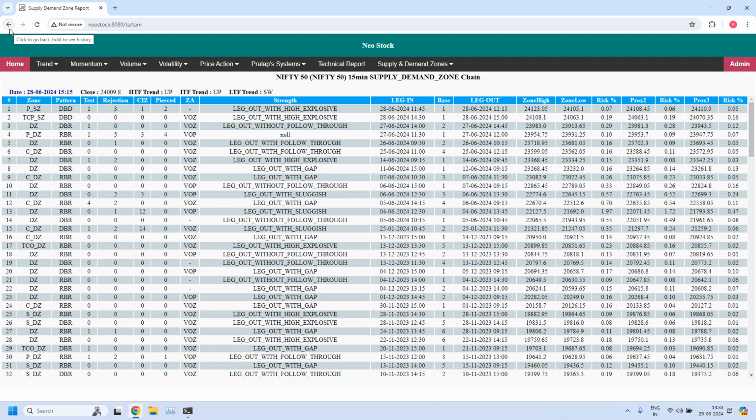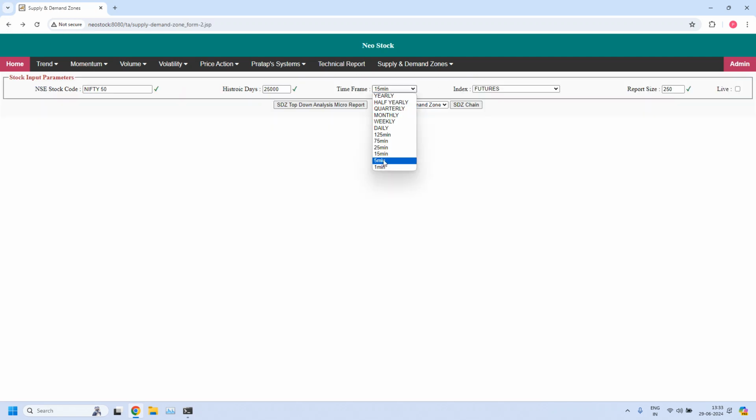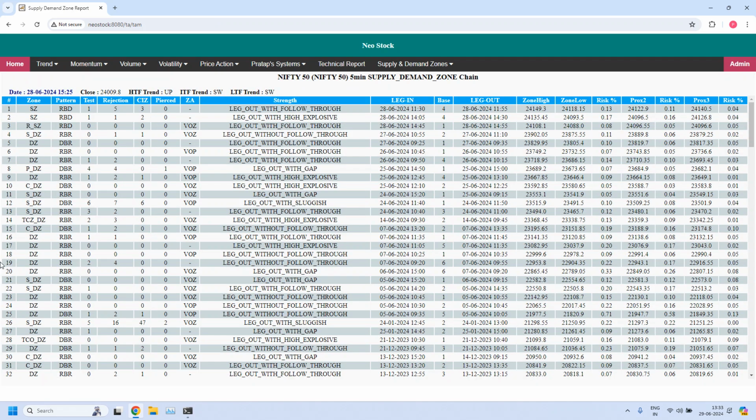So next report is a 5 minutes report. I am changing the time frame to 5 minutes. So 5 minute zones are created. On 28th, a high liquidity zone is created. This is a high liquidity supply zone, and there is also a high liquidity demand zone. But this high liquidity demand zone was created on 27th, already tested. So currently Nifty is moving between this high liquidity demand zone and supply zone.